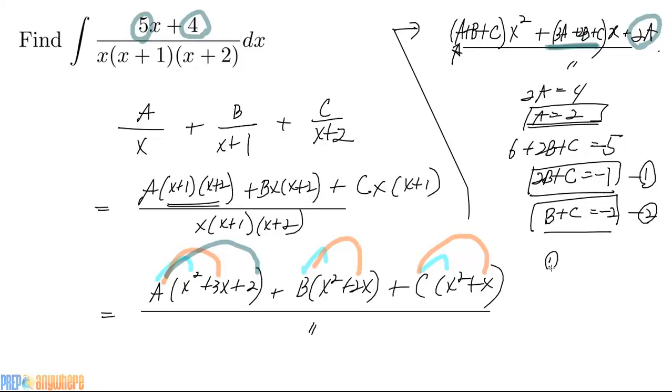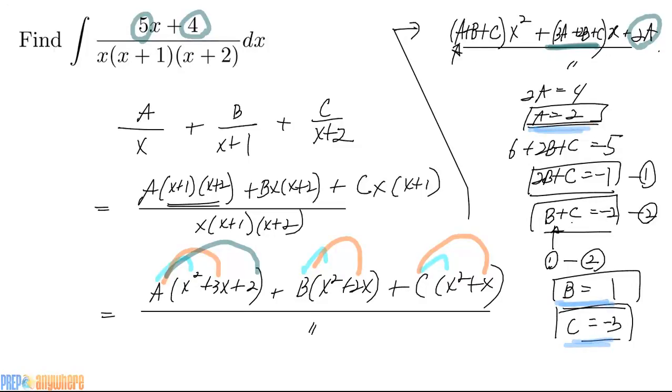If you do equation 1 subtract equation 2, you can see that the C's will cancel out on the left side. So we get B on the left, and on the right, -1 minus -2, so you get plus 1. So B is 1, and do you see that C has to be -3? So we have all the values that we need, A, B, C. Let's continue with our integration now.